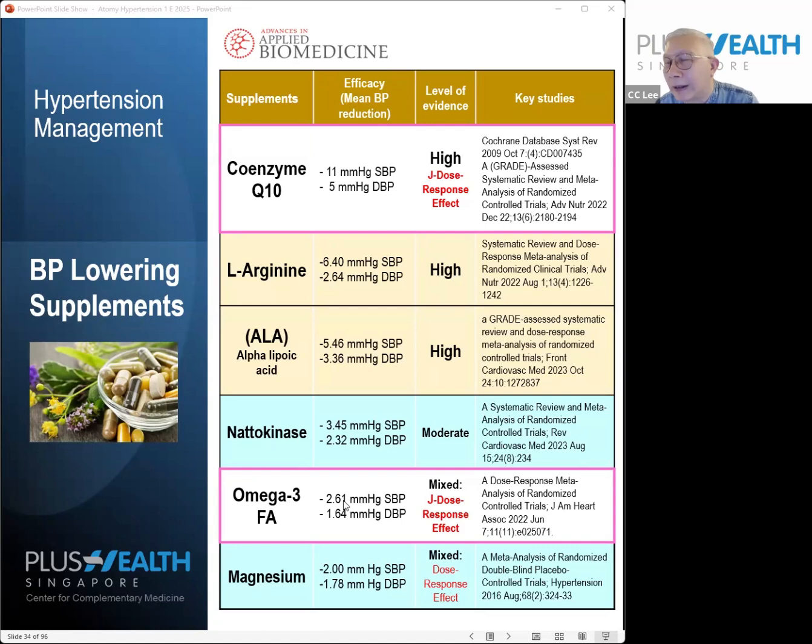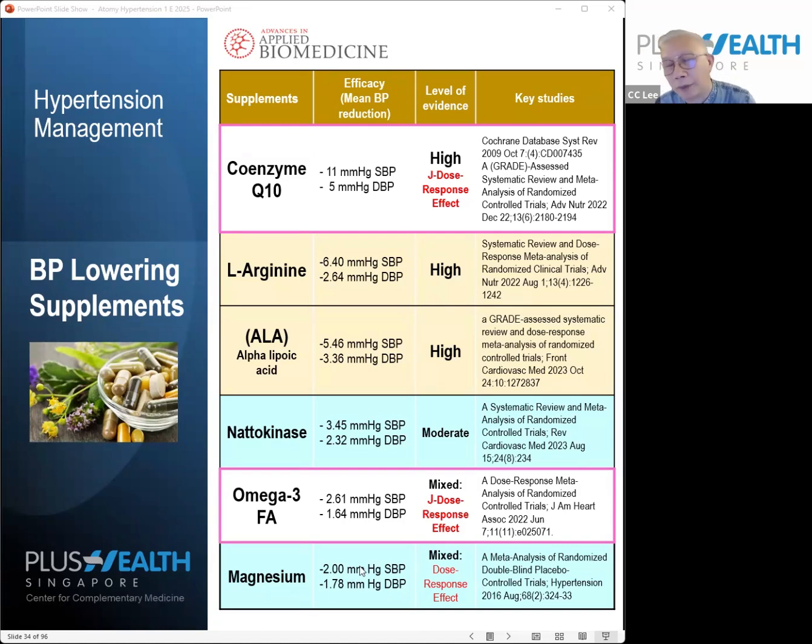But omega-3 is taken as a good supplement to prevent the complications of hypertension, right? It is not so potent in reducing hypertension, but omega-3 is a very good supplement to be taken for people who suffer from hypertension because it helps prevent cardiovascular diseases. Then followed by magnesium. I also put it there because magnesium has some small effects on reducing blood pressure.